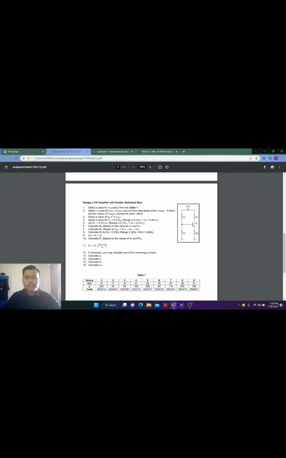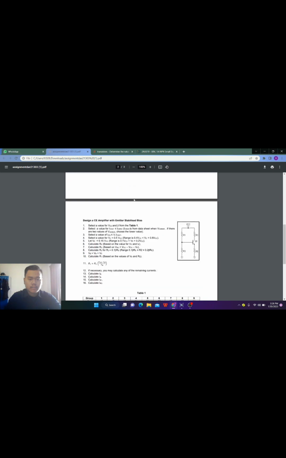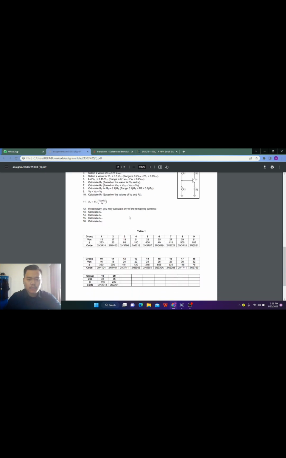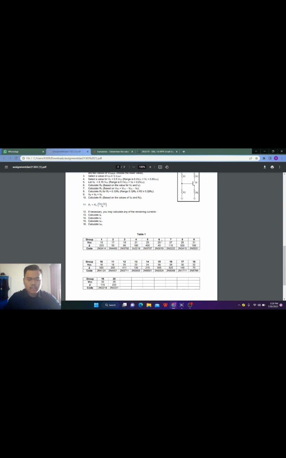My name is Muhammad Shamizi bin Yusuf and my matric number is AA210350. Now I will continue with the second part, which is to design a CE amplifier with emitter stabilized bias. Question number 1 is to select a value for VCC and beta from Table 1. From Table 1, I choose group number 6, where VCC is 25 and the beta value is 40. The transistor chosen has the code 2N3019.